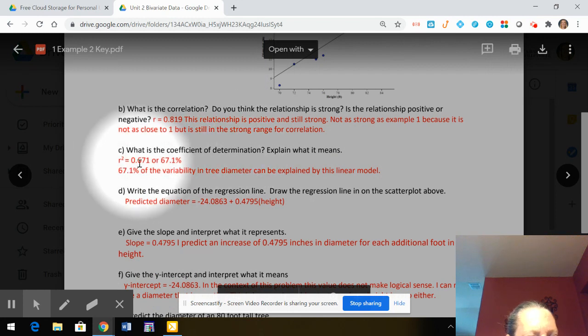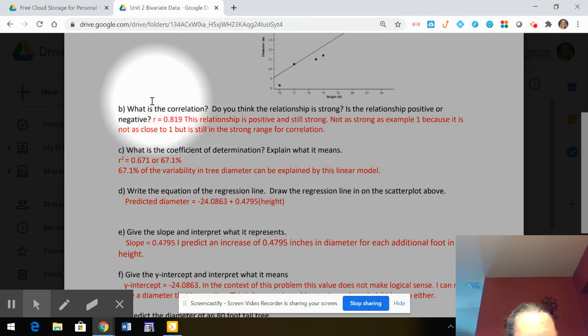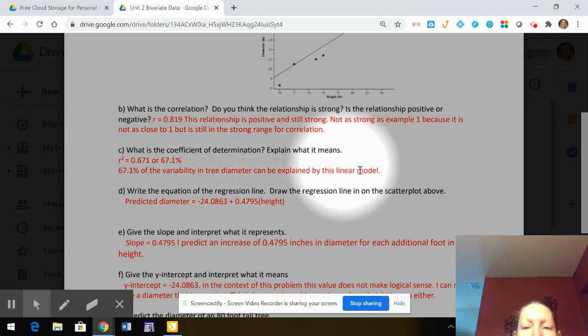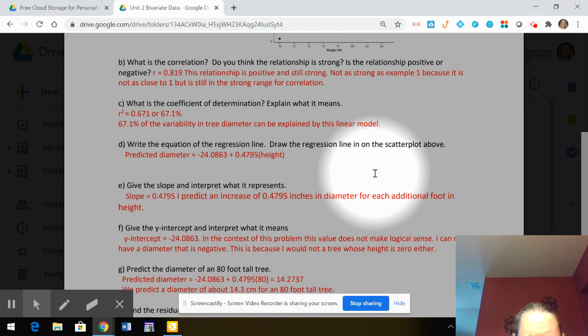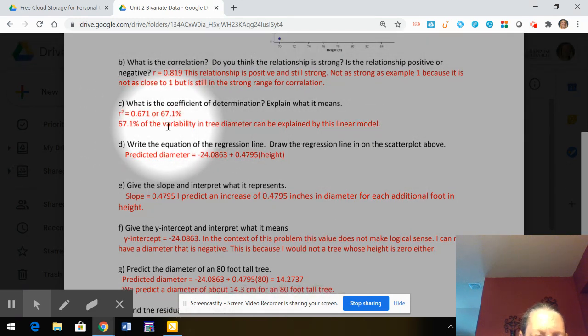My coefficient of determination is R squared. If you were using software that didn't give you R squared, you can find this simply by squaring R. So you can put 0.819 squared in the calculator and get R squared. 67.1% of the variability in tree diameter can be explained by the model. So whatever's left over, the other 32.9%, is other values, things like rain and environment and all those kinds of things that would also affect the diameter that the tree would grow.